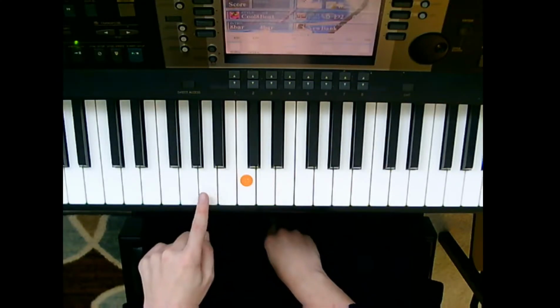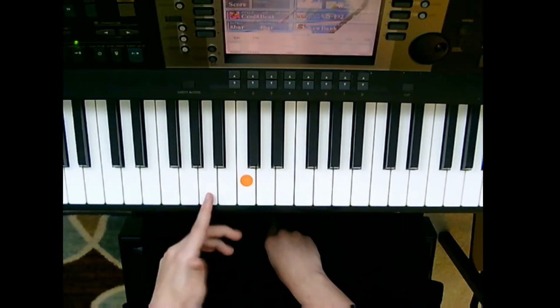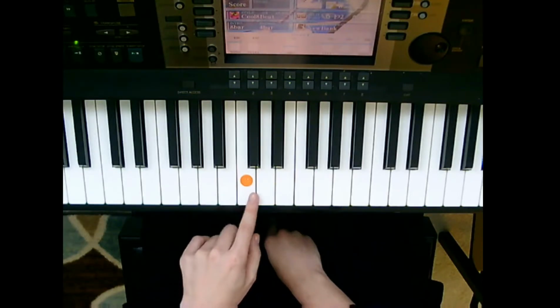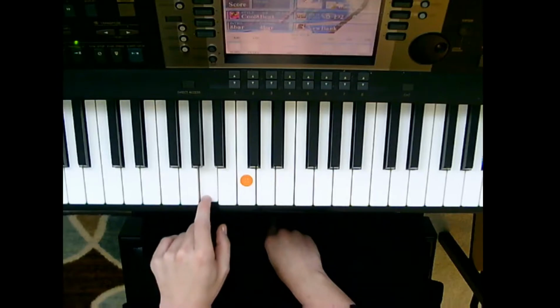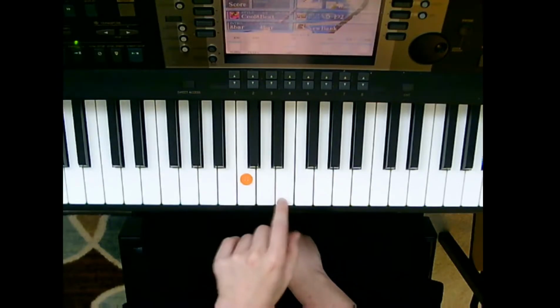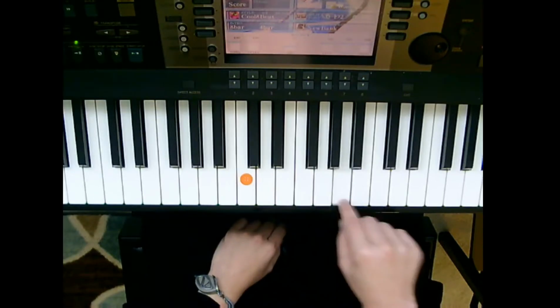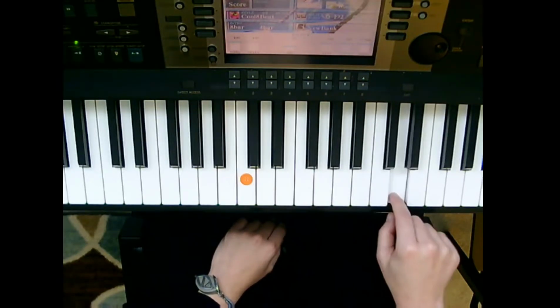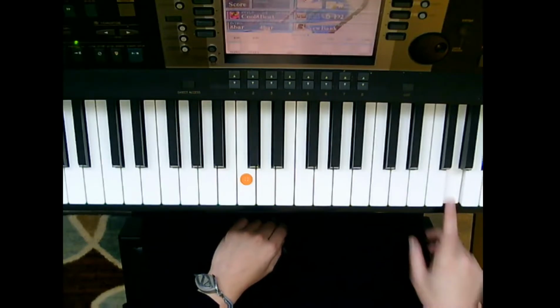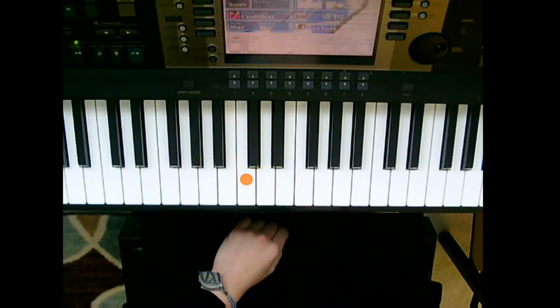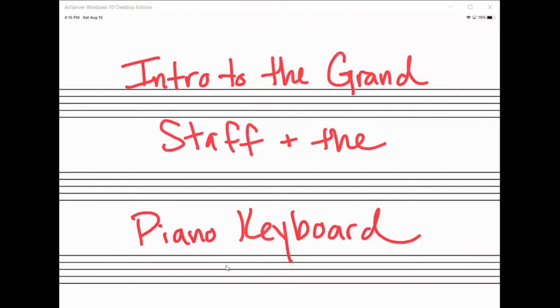Our music alphabet, if we take a look, is just A, B, C, D, E, F, G. If this is C, our A is going to start here. A, B, C, D, E, F, G, and then it would start over. A, B, C, D, E, F, G, etc. So that's a little to start with the piano.